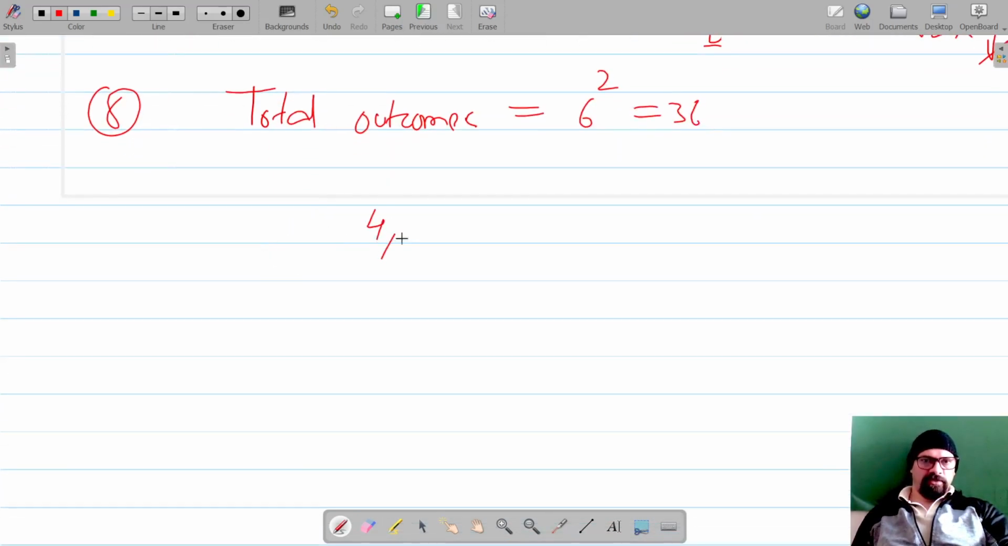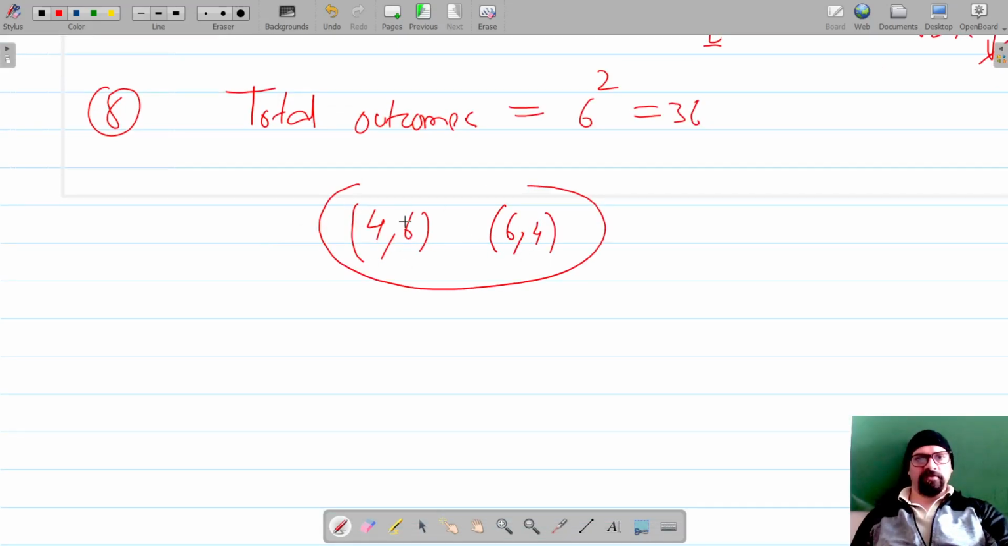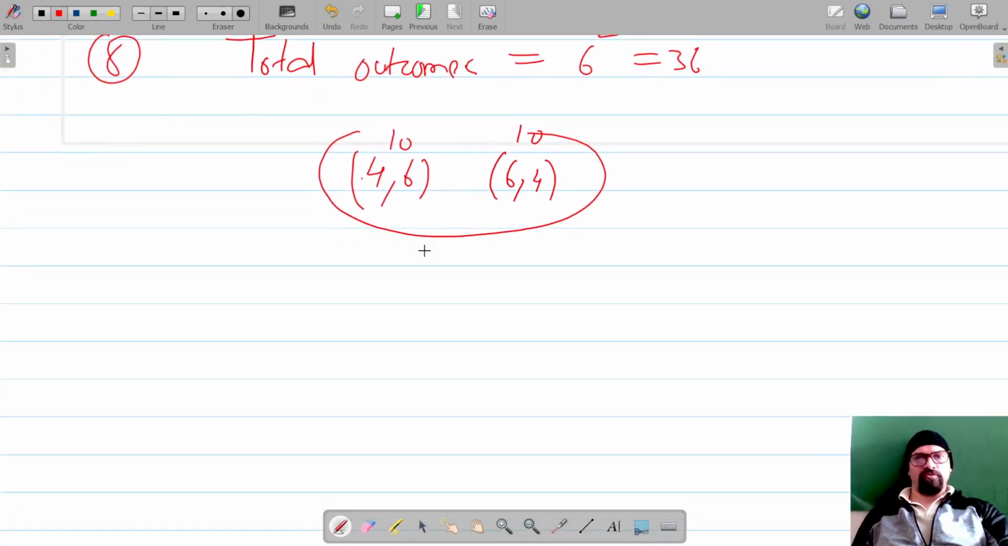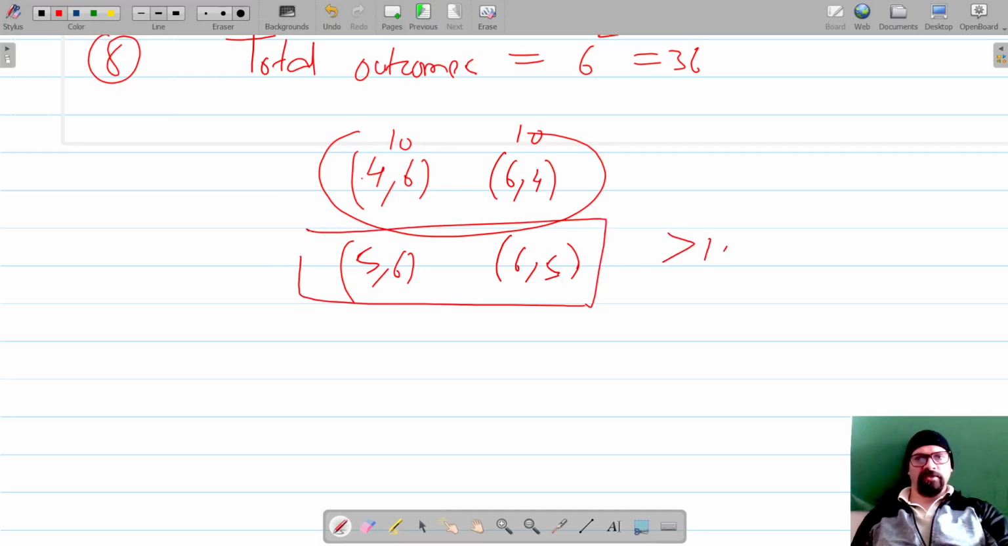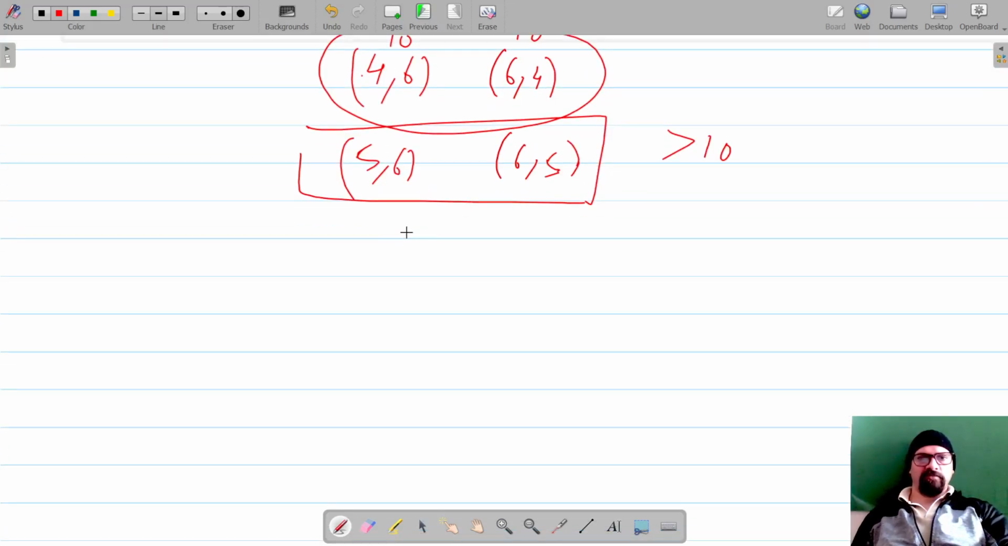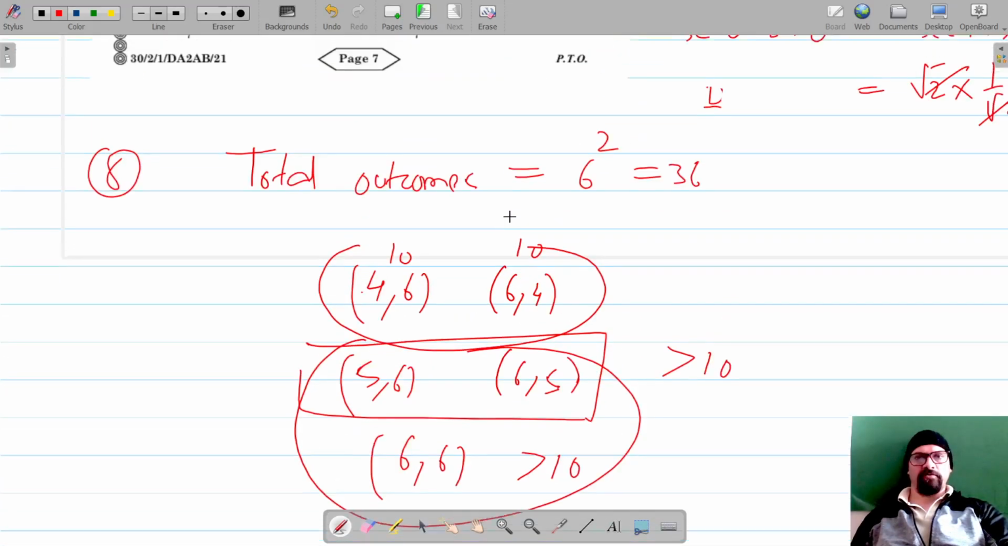The sum of the two numbers on the two dice should be more than 10. A sum of 10 comes when either it's 4 on the first die and 6 on the second, or 6 on the first and 4 on the second. But it should be more than 10, so either it's 5 plus 6 or 6 plus 5. These are the two outcomes in which the sum is greater than 10. The next outcome is 6 and 6, which is also greater than 10. So we have a total of three outcomes.